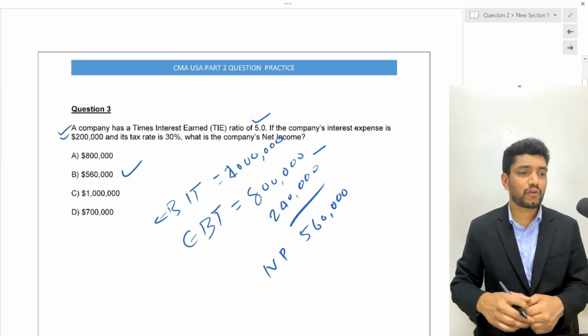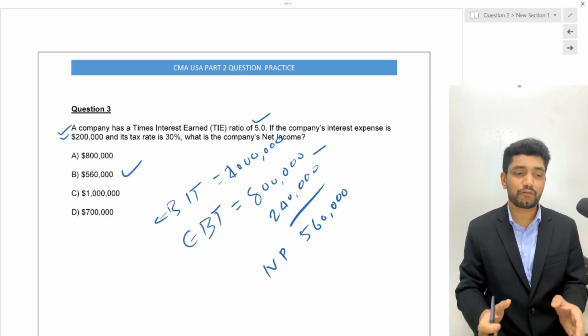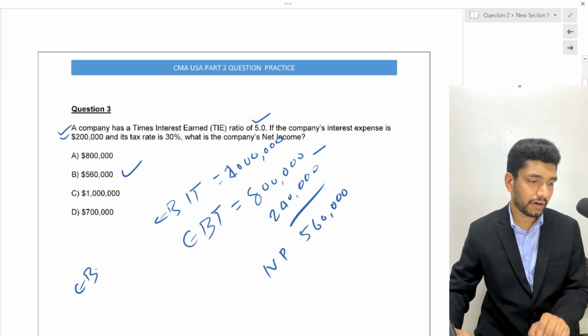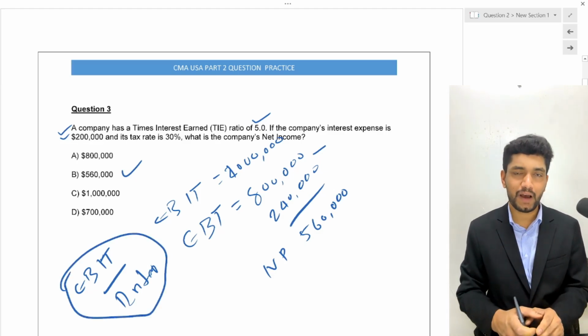To answer this, you have to properly understand what times interest earned is. What is the formula for times interest earned? EBIT divided by interest expense. This is the formula for times interest earned. You should know this formula to answer this question.